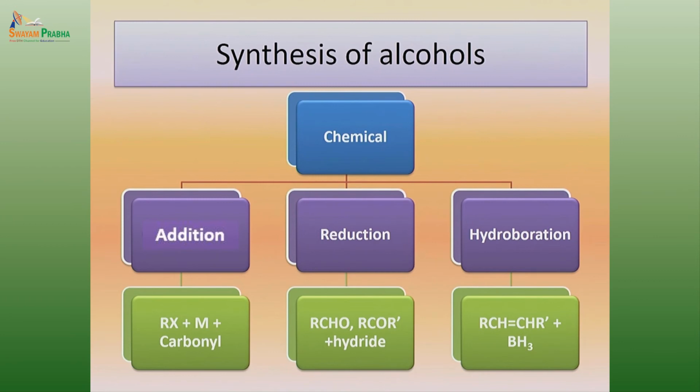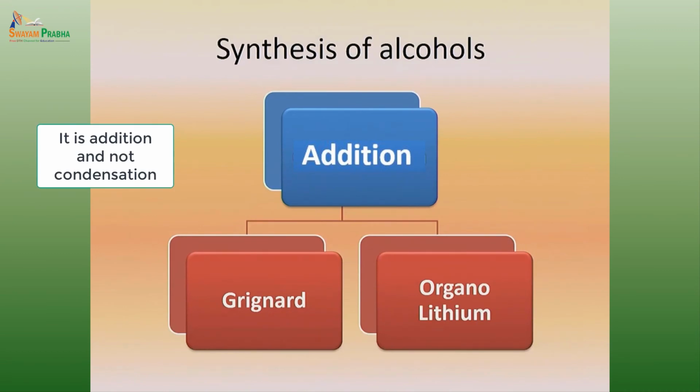In the hydroboration reaction, the starting material is alkene. So we have three different starting materials, let us say alkyl halides, aldehydes and ketones, and alkenes to give the same product, alcohol. And if you look at the condensation reaction, two major reactions are Grignard reaction and organolithium reaction.